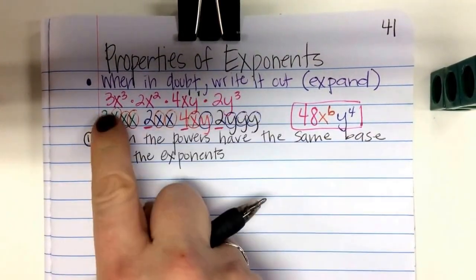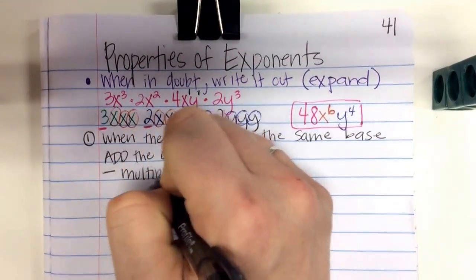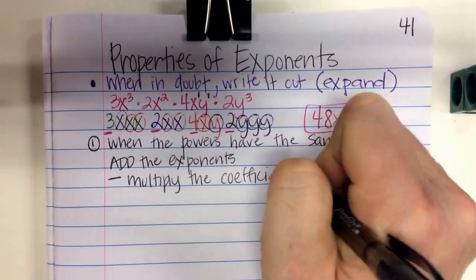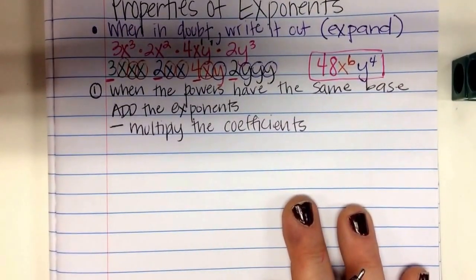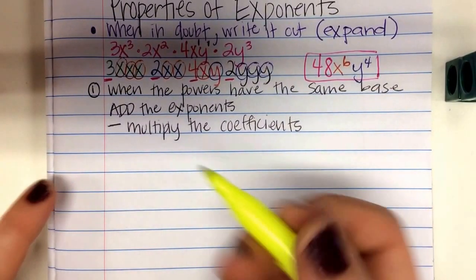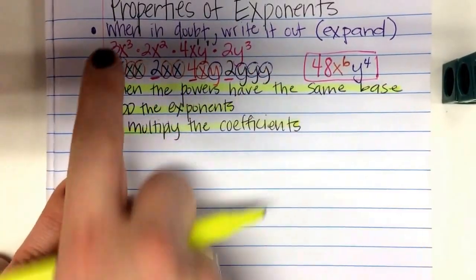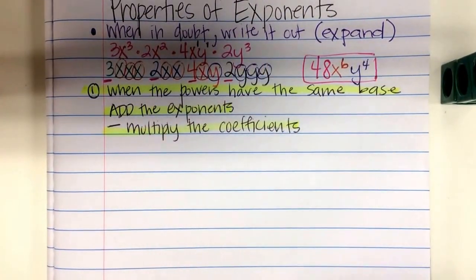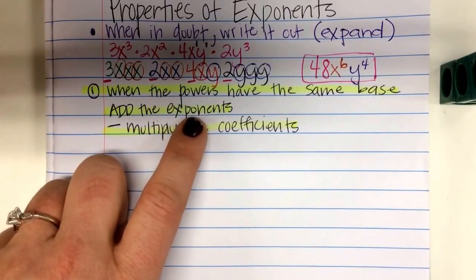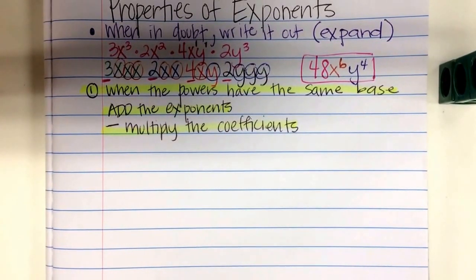What do you do to the coefficients? What do you do to the big numbers? Multiply the coefficients. You could use that shortcut. Could you, when in doubt, write it out every single time? Sure. Yes. Does it work? Yes. Is this way a little bit faster sometimes? You bet. But they will both give you the same answer.